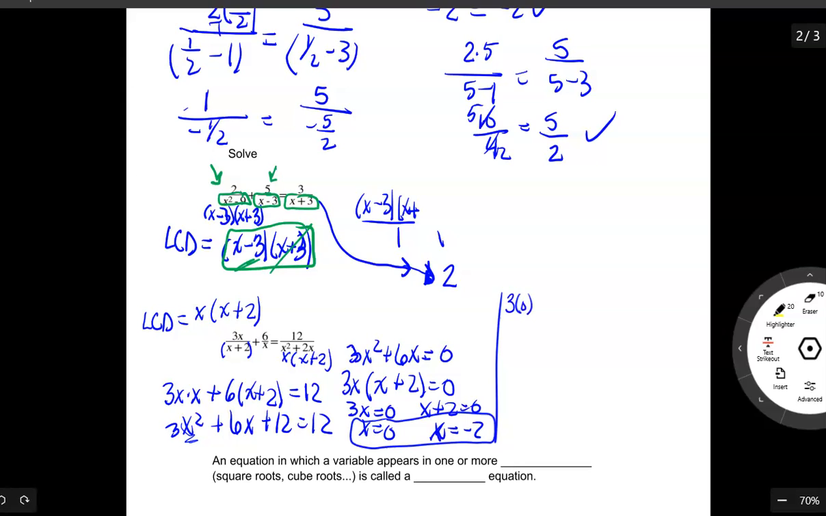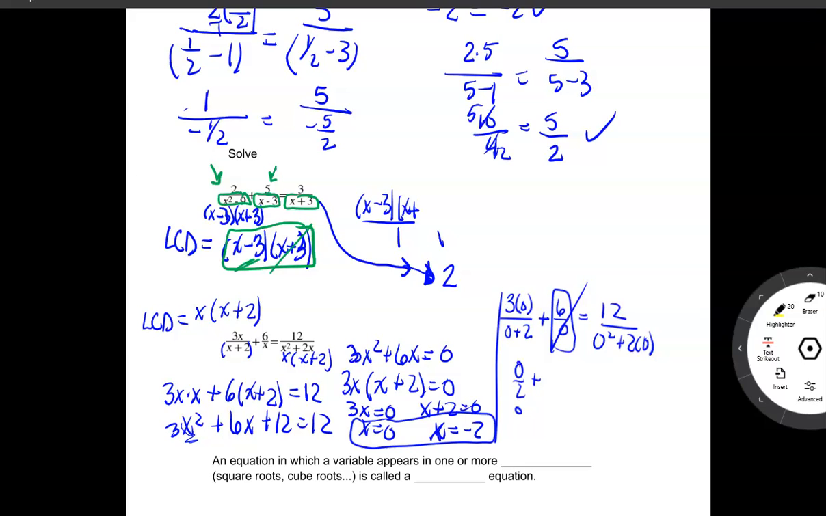First one becomes 3 times 0 over 0 plus 2 plus 6 over 0 equals 12 over 0 squared plus 2 times 0. Does anybody see a problem with this? Let's go ahead and keep working it out. If you don't see it yet, 3 times 0 is 0. That's not a big deal. 0 divided by 2 is going to be 0. But then this next term, we get 6 divided by 0. This cannot happen. We can't divide by 0. So that means our solution of x equals 0 is an extraneous solution, and we cross it out. We wouldn't put that as an answer to this problem.